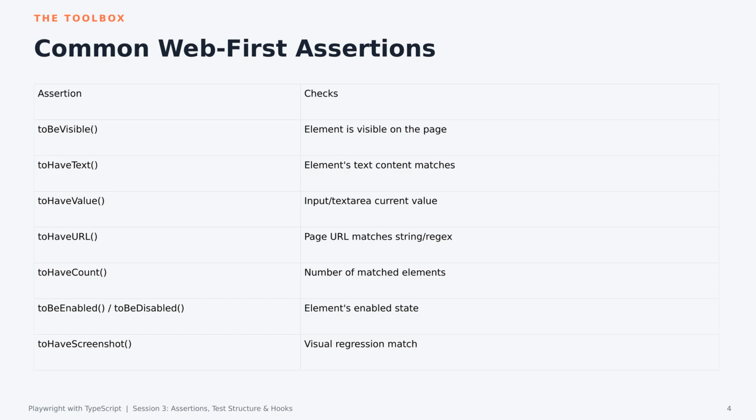toBeVisible checks that an element is visible on the page. toHaveText checks that an element's text content matches what you expect. toHaveValue checks an input or text area's current value. toHaveURL checks that the page's URL matches a string or a regular expression. toHaveCount checks the number of elements a locator currently matches. toBeEnabled and toBeDisabled check an element's enabled state. And toHaveScreenshot, this one's for visual regression testing, which we're going to cover properly in Session 8.